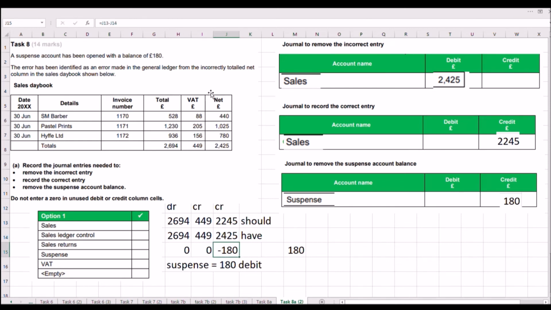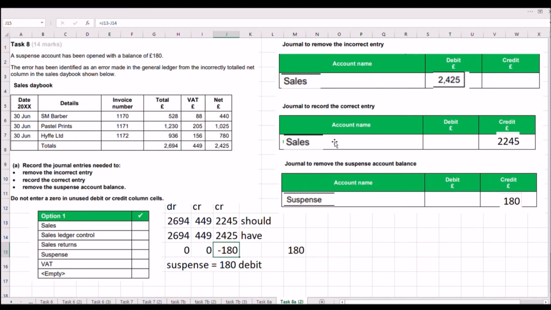What that means is that our suspense account must be £180 debit, because we should have posted credit 2245. Instead we've posted credit 2425, so to make that trial balance, we must have a suspense account of 180 debit in there. This one says journal to remove the correct and the incorrect entry. This is the incorrect one here, so we're going to go debit sales, because we have posted credit sales. We're going to reverse that out, debit sales, the 2425, and then put a journal to post the correct entry, which would be credit 2245.